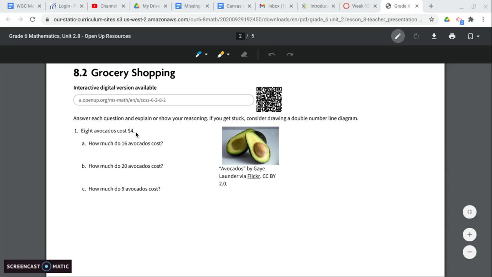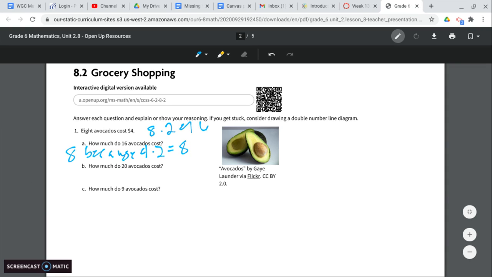So 8 avocados cost $4. How much do 16 avocados cost? If 8 costs $4 and we're doubling the 8 to get to 16, what's going to happen with our cost? We're also going to double it. So 4 times 2 is 8. Reason being, because 4 times 2 equals 8, and 8 times 2 equals 16. There's our reasoning.